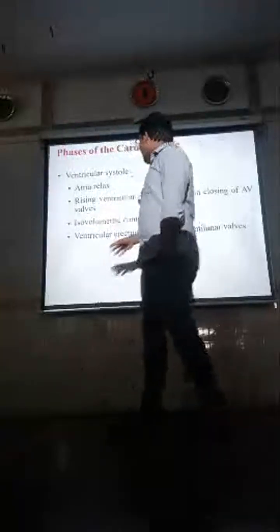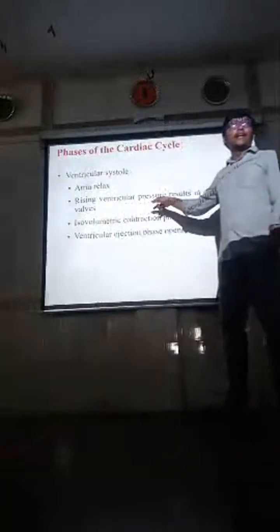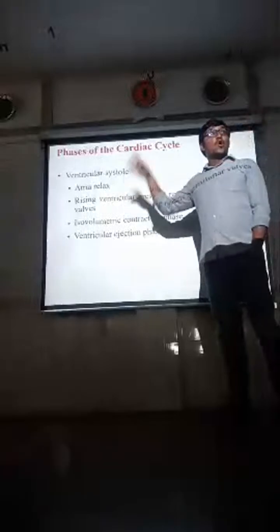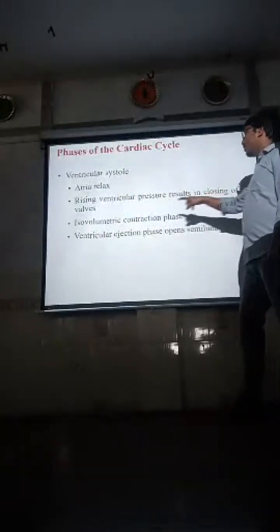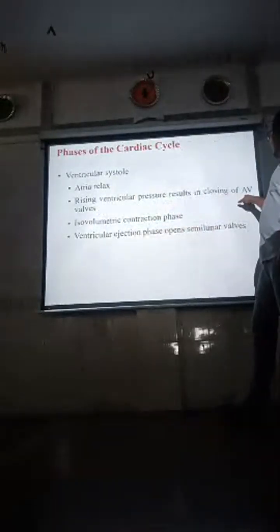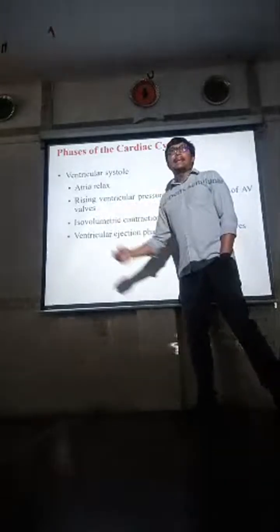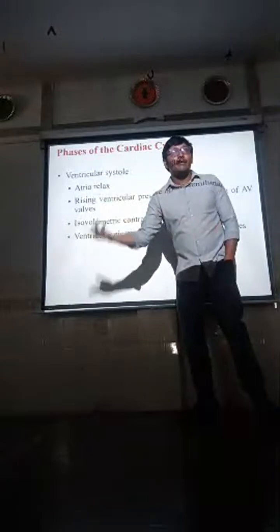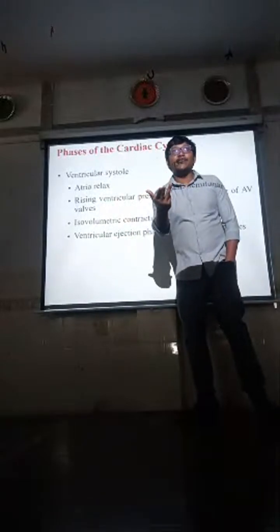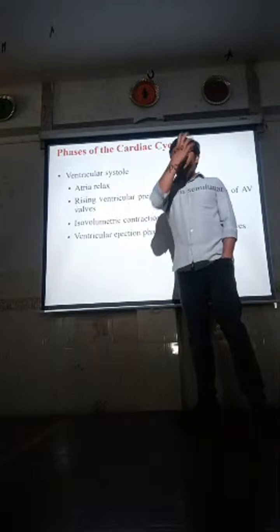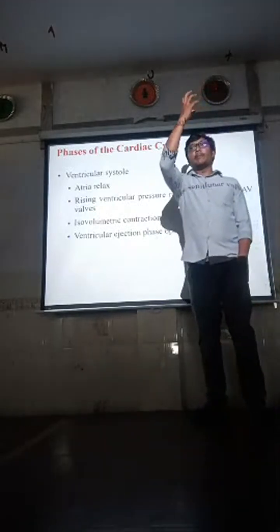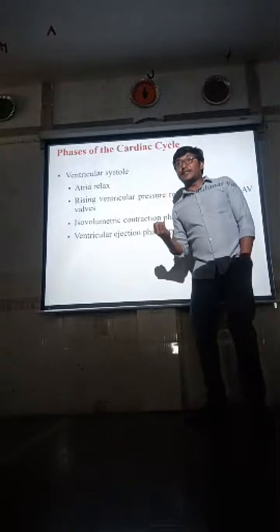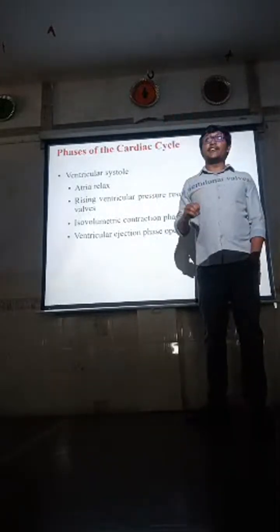When the pressure is built up in the ventricles, the atrioventricular valves close. What are these atrioventricular valves? The tricuspid valve and the bicuspid valve. What is their function? They facilitate the blood entry from atria to ventricles and they oppose the entry from ventricles to atria.